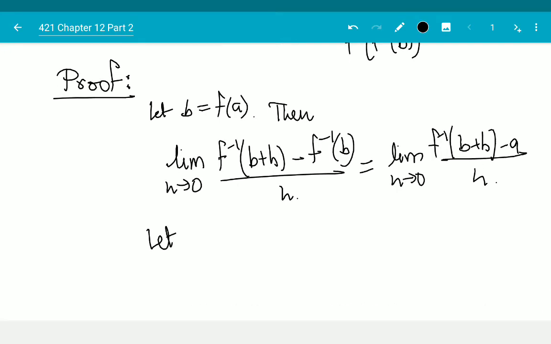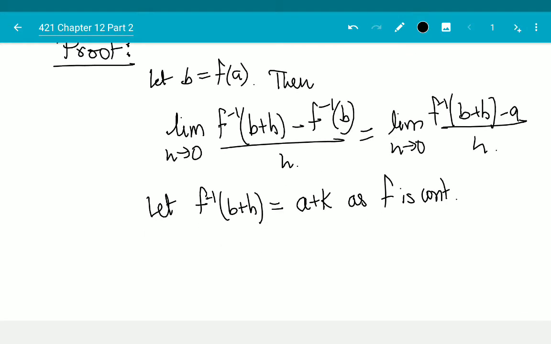Because f is one-to-one, let f inverse of b plus h be equal to a plus k. There's some number. F inverse is going to exist. It's a one-to-one function, b plus h is in the domain, so we are going to have some element which is its inverse. I'm going to write it as a plus k, whatever the value of k is.